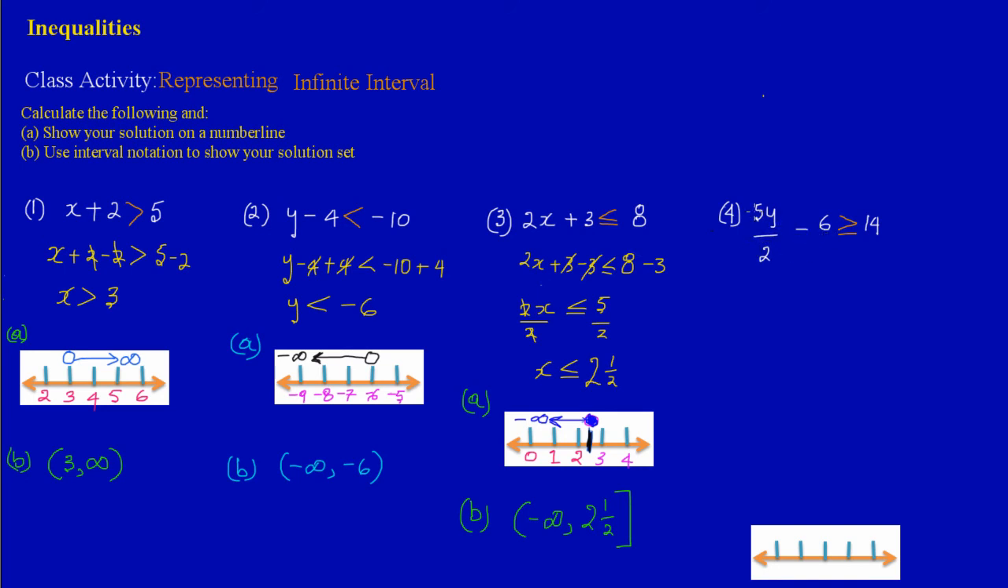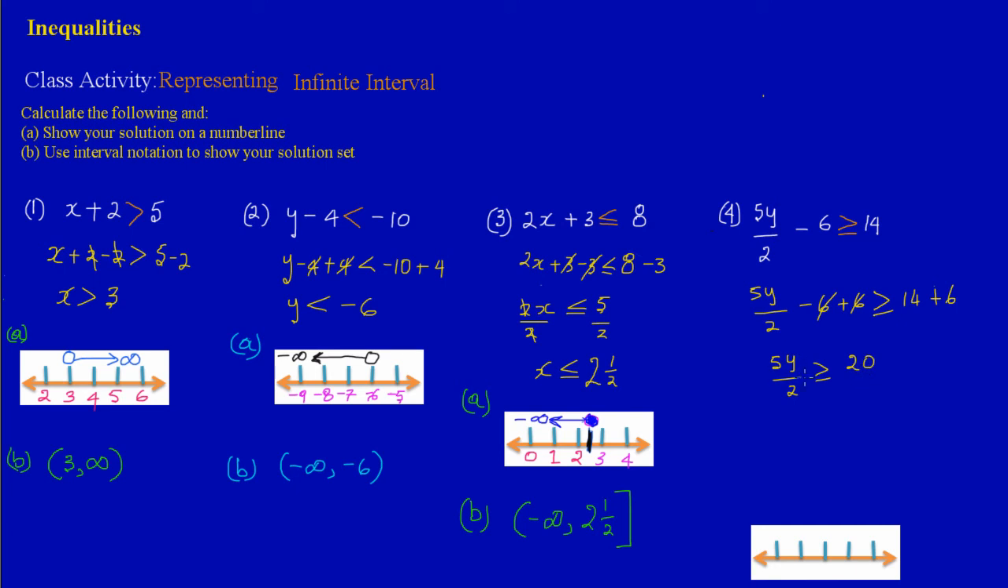Now in the last example that I will be working, 5y over 2 minus 6 is greater than or equal to 14. Quickly, let's just manipulate that. We would add 6 to both sides, and I would have to add another 6 to the other side. Now I know that a positive 6 would cancel out with a negative 6, so really I'm left with 5y all over 2, and that is greater than or equal to 14 plus 6, which gives me 20.